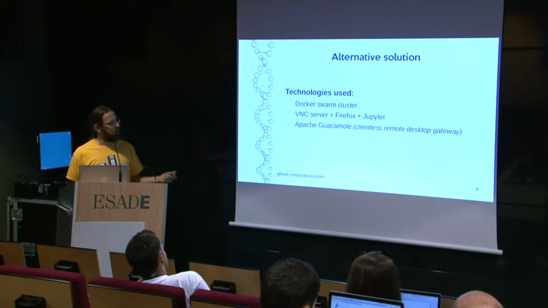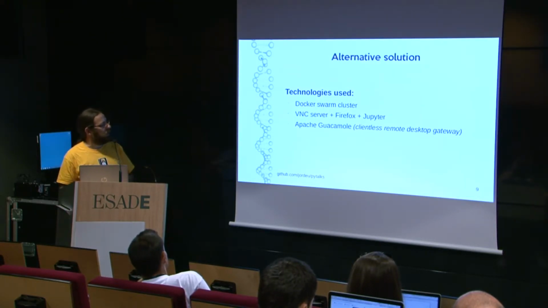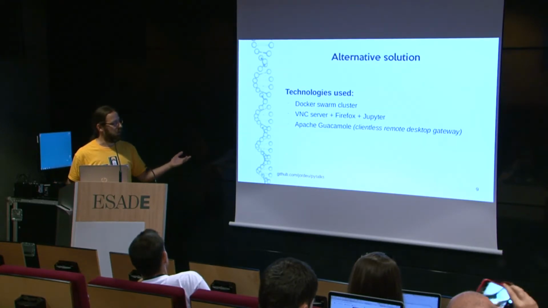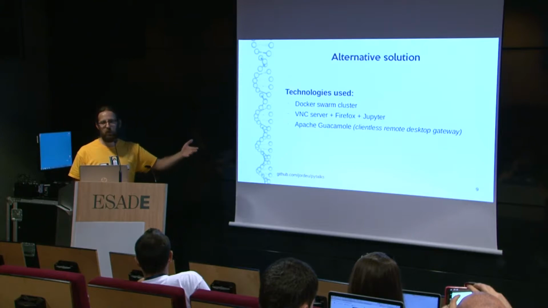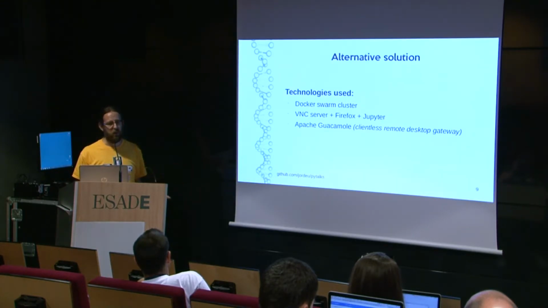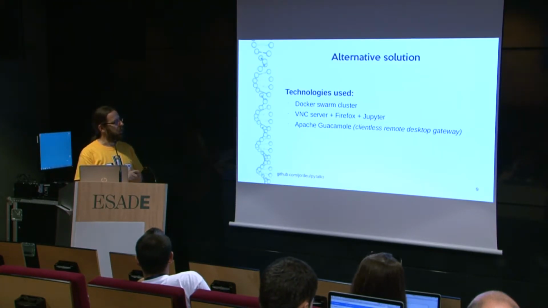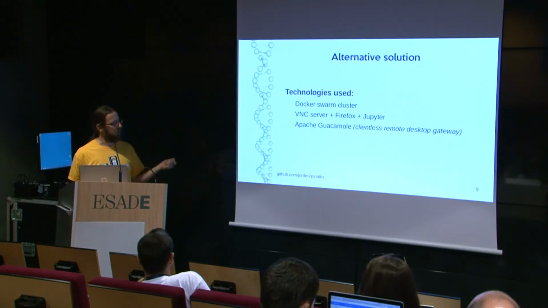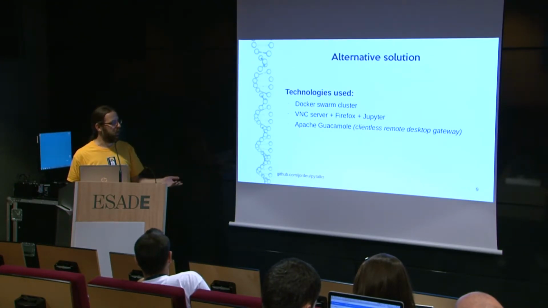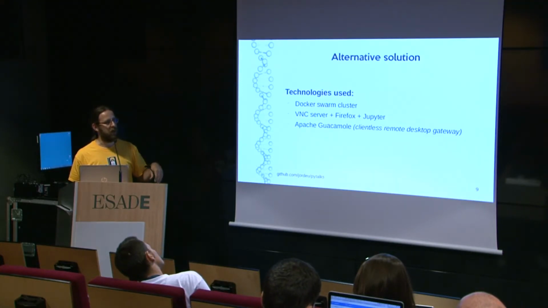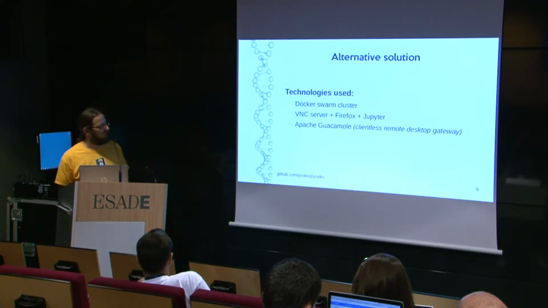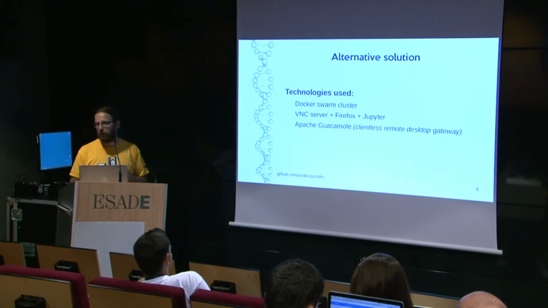So then, the solution that I tested was a combination using a Docker Swarm cluster. This is not exclusive to this solution. Also with JupyterHub, you can run the notebooks in a Swarm. But the thing is that I made a container, a Docker image, that integrates a remote desktop server, that is a VNC server, with the browser itself and the Jupyter. So it means that the browser is running next to the Jupyter, so it's keeping the status there. And then I use Apache Guacamole. It's just a gateway for remote desktops.